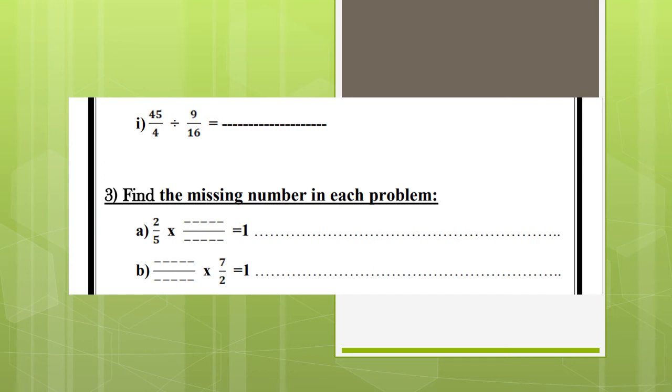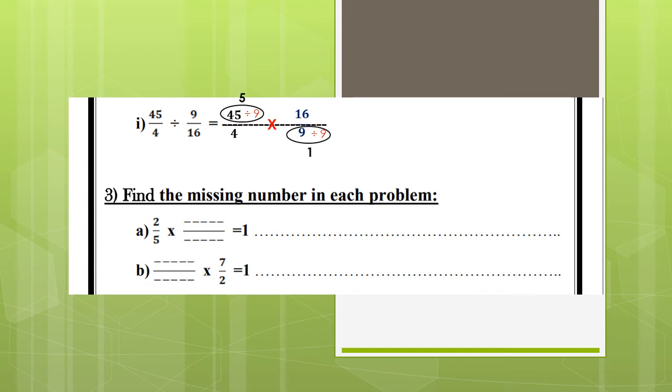Next, 45 over 4 divided by 9 over 16. Keep the 45 over 4 times 16 over 9. 45 and 9 are together in table 9, so I'm going to divide them by 9 up and down. 9 divided by 9, which is 1. 45 divided by 9, which is 5.